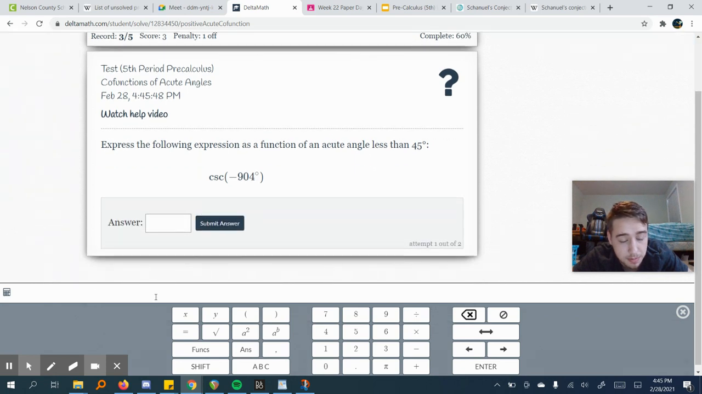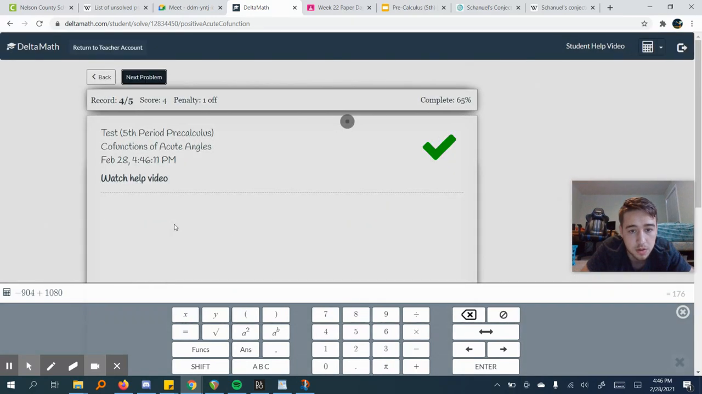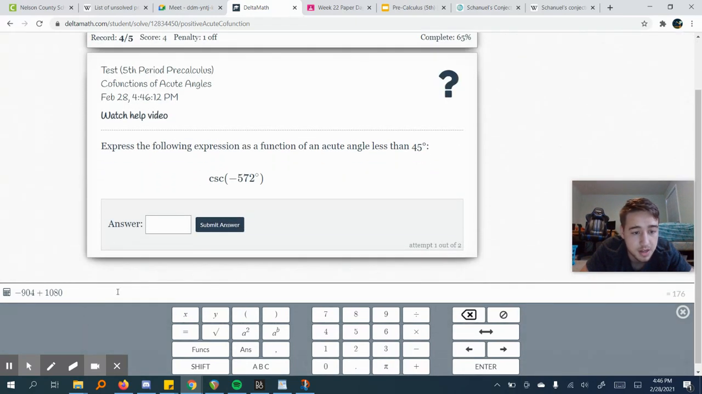That's going to be 720. 176. It's going to be a 4-degree reference angle. And finally, this guy is going to be 148. Take it from 180. And we're going to say cosecant of 32.